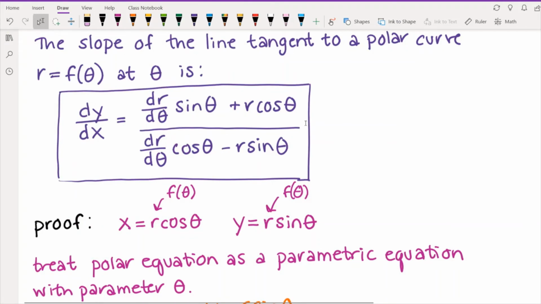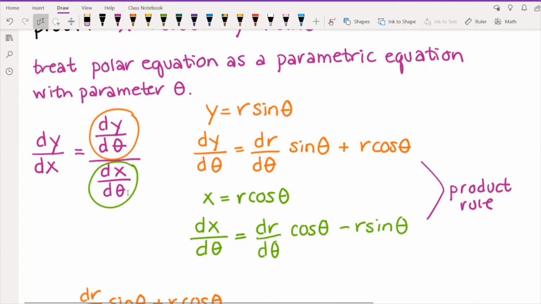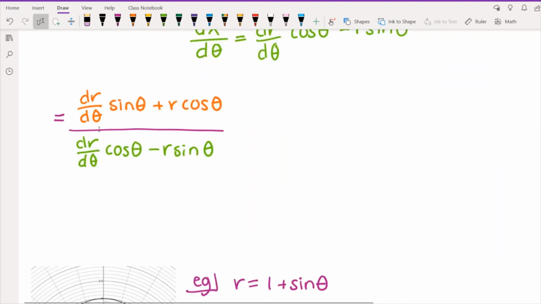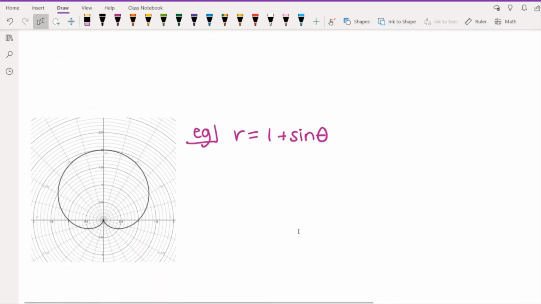So this formula looks very complicated, but it really just comes from the idea of rewriting this as a parametric derivative and then just using the product rule. The product rule is really the reason that we have this funny addition and subtraction going on. Okay, so let's look at an example here.